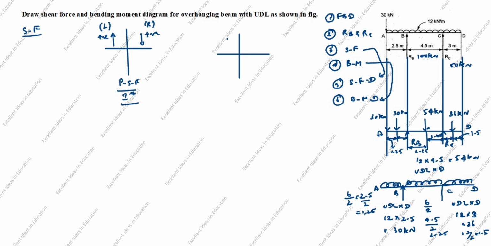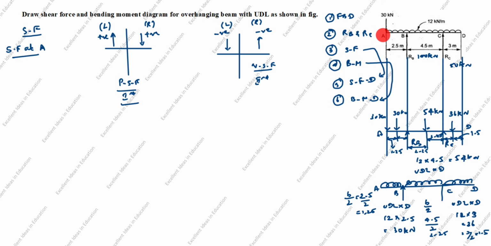Arrow comes down is negative on the left side. Arrow goes up is negative on the right side. This is negative shear force. This is the second rule. First, we will find shear force at A.